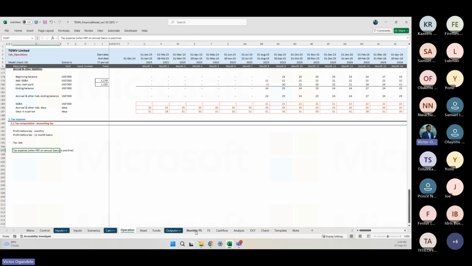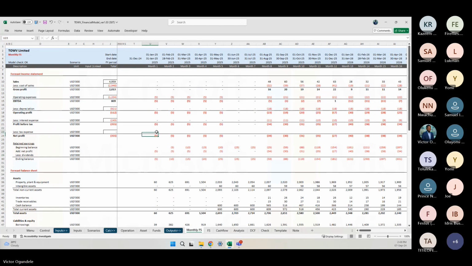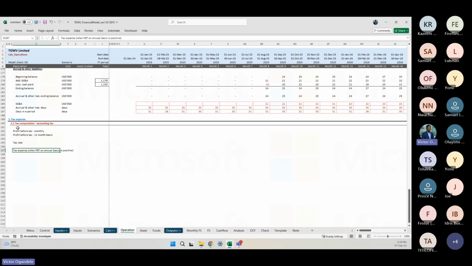Once again, your task: do the computation of your tax expense based on your own understanding. Firstly, your profit before tax on a monthly basis. Then you need to consolidate each of them, so month 1 to month 12, that's one tax calendar year. You do that summation, because on it you now apply your annual tax rate.